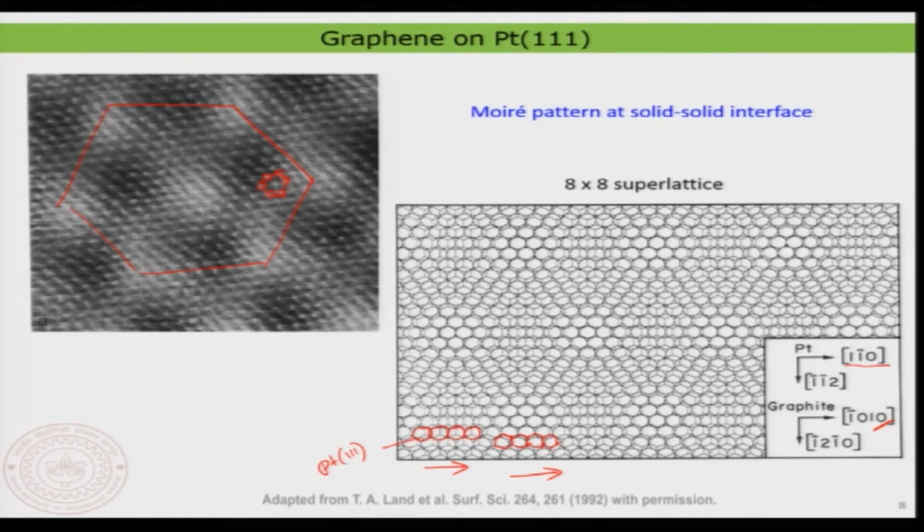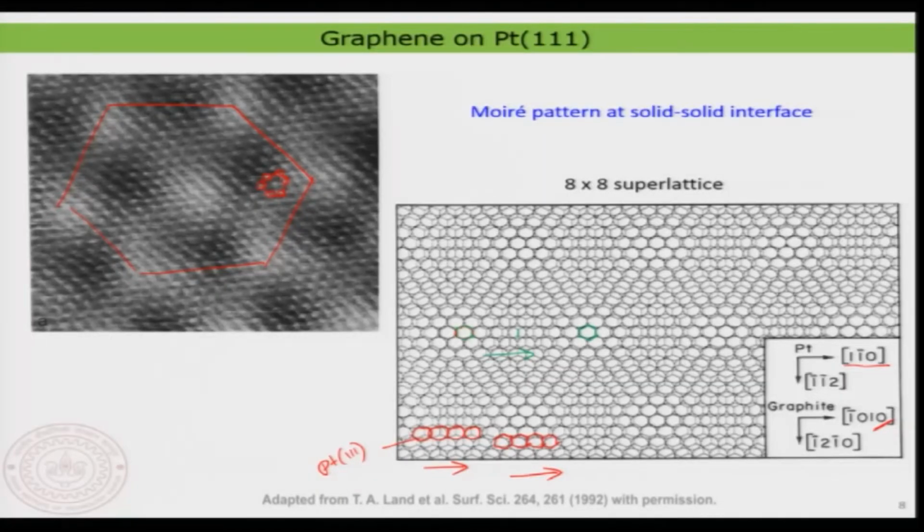Now what you see is that somewhere at this part, there is a platinum atom and the hexagon is merging with it. You can of course go about 8 platinum atoms along this direction, and then you meet another hexagon that is exactly on top of a platinum atom. That means only along this direction, only every 8th platinum atom and every 8th hexagon of the graphene is on top of each other.